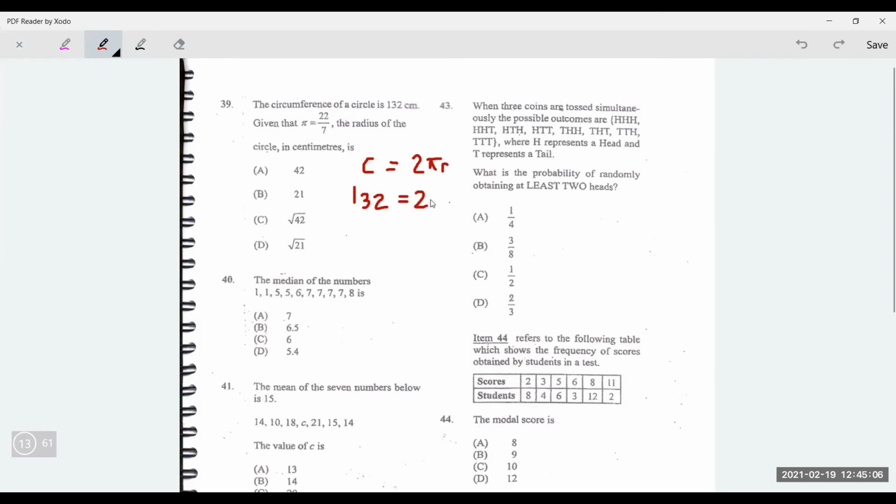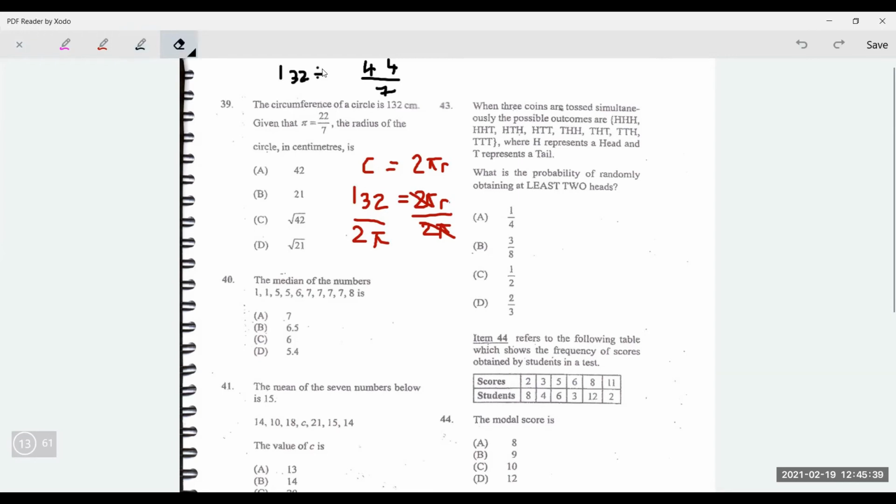And you need to find r, so what do you do? Yes, divide both sides by 2 pi. Now we don't know what pi is, but they tell us to take pi as 22 over 7. Taking pi as 22 over 7, 2 times 22 over 7 is 44 over 7. And so what we have is 132 divided by 44 over 7.